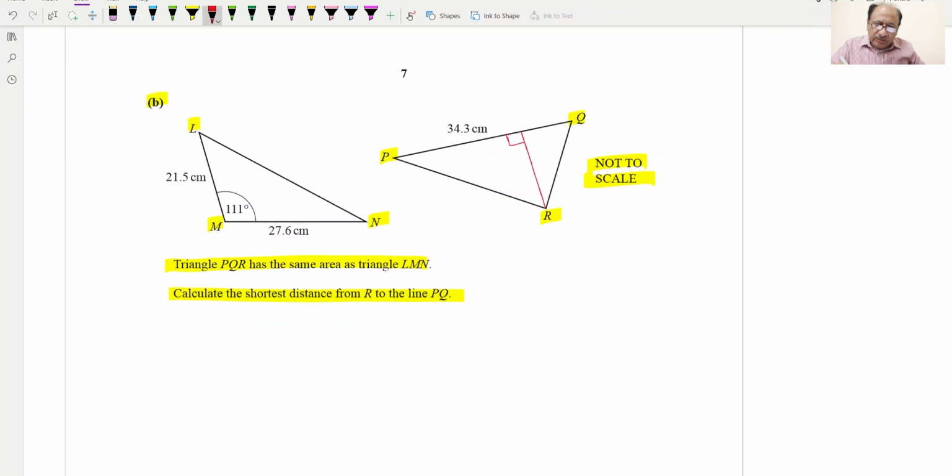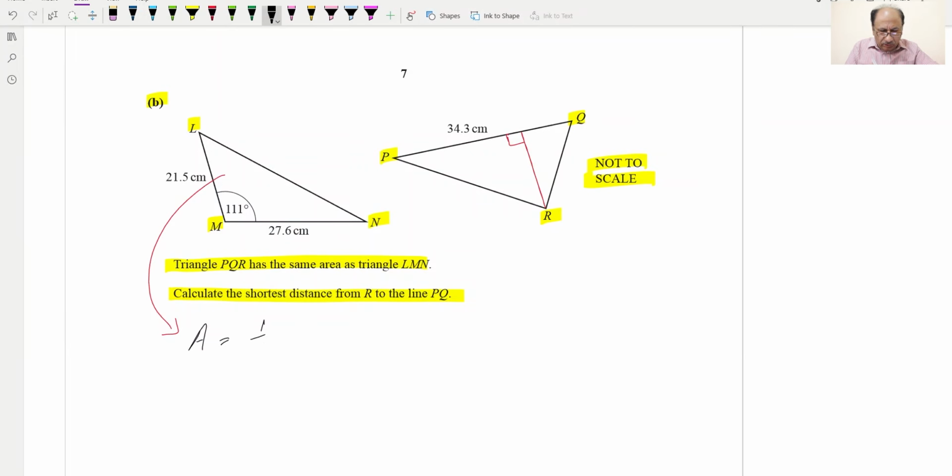So this is 90 degrees, and we know that area is what? Basically we can find the area of this triangle, and area of this triangle will be what?